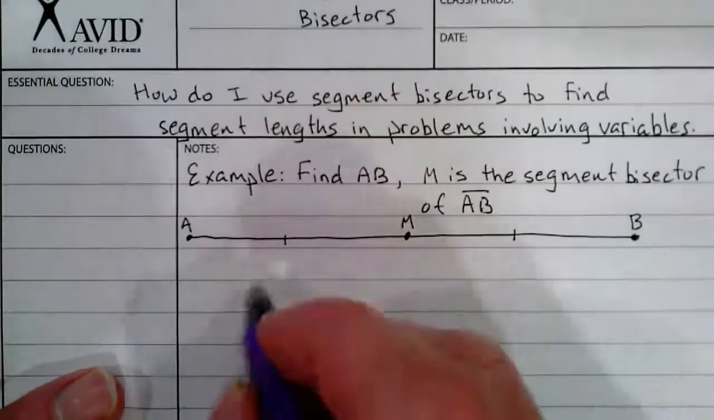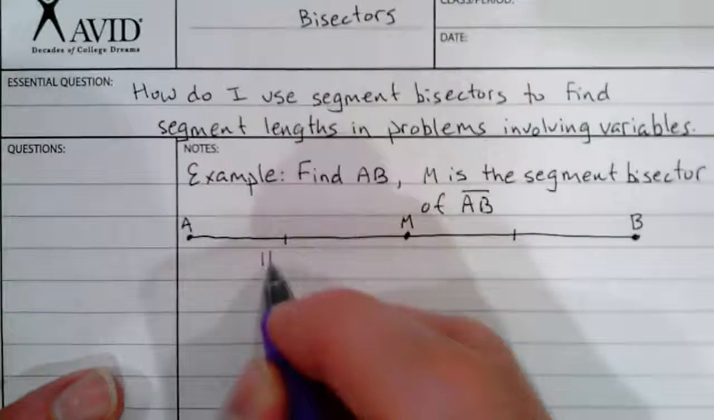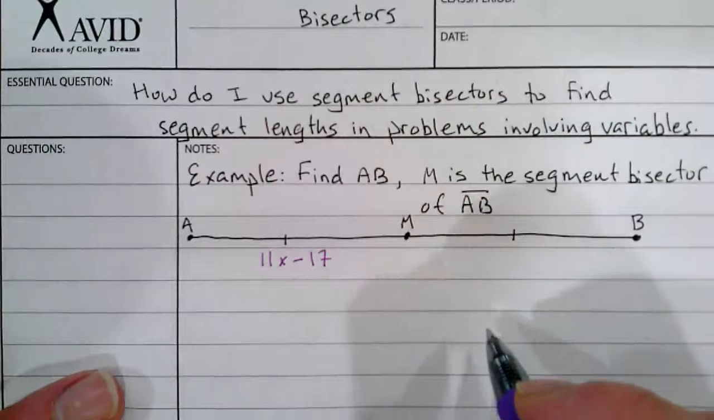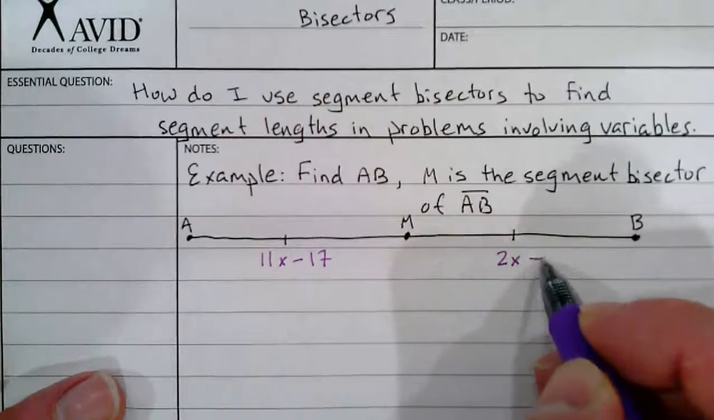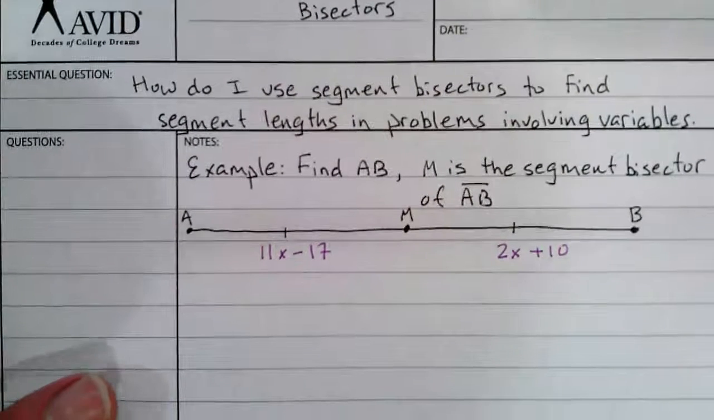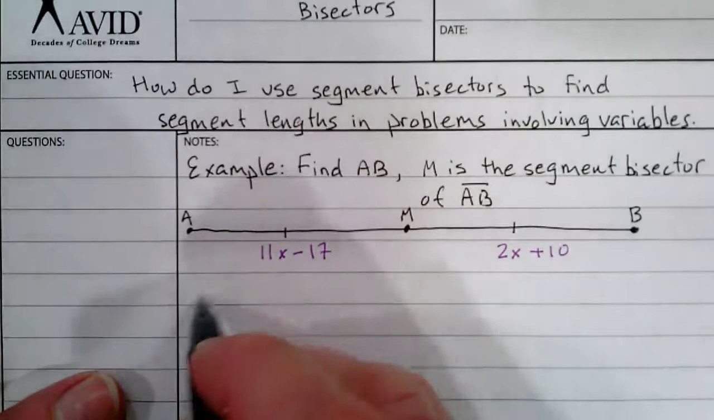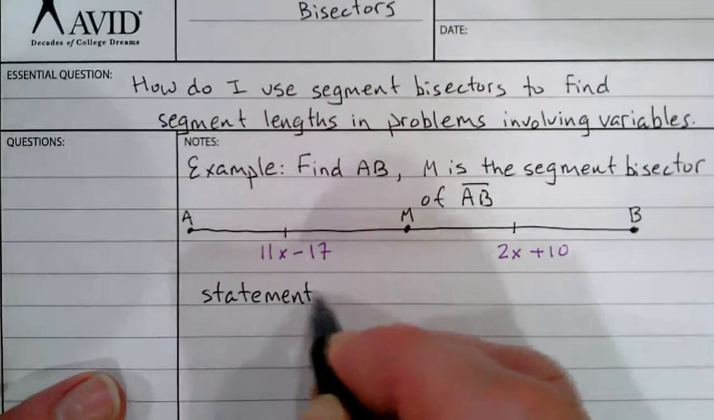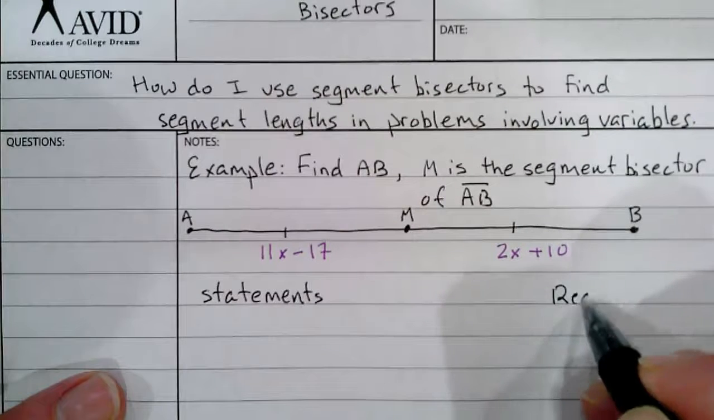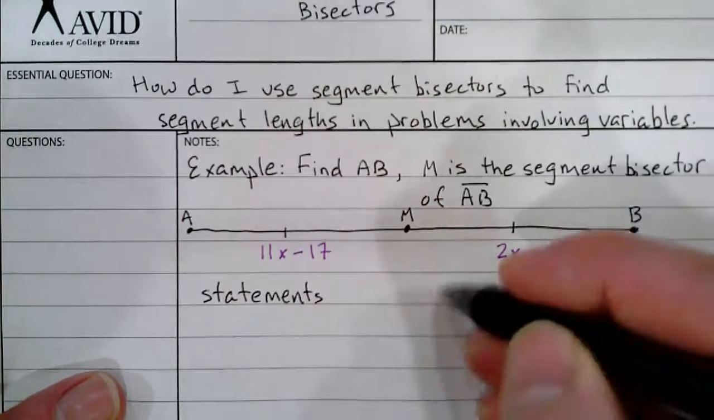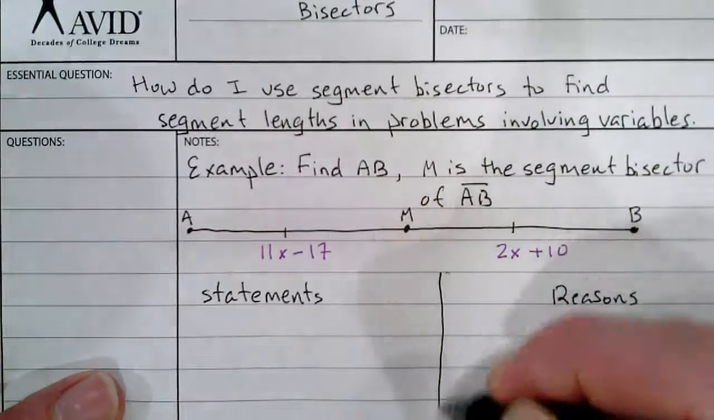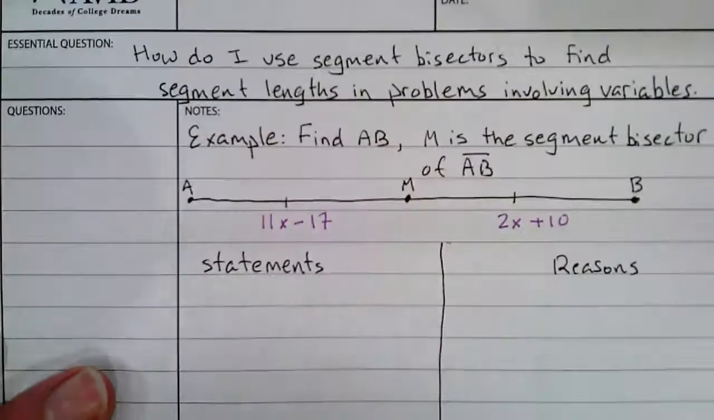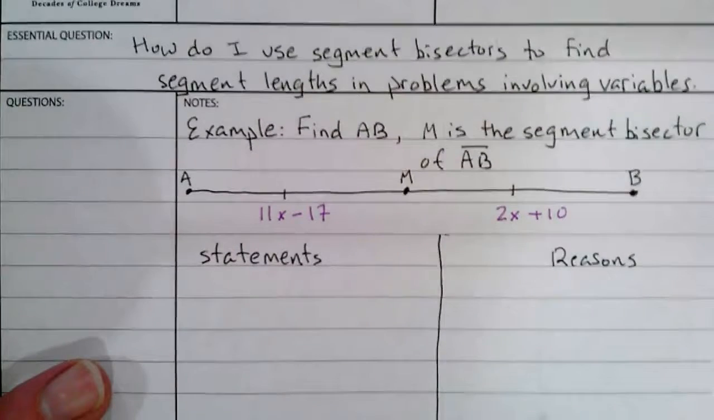We're going to have a couple of expressions here. We have 11x minus 17 for AM, and 2x plus 10 for AB. So we've got our statements and our reasons. This is going to be very similar to when we did segment addition problems. We were finding the length. It's going to start out just by solving for x first. So let's start with that.